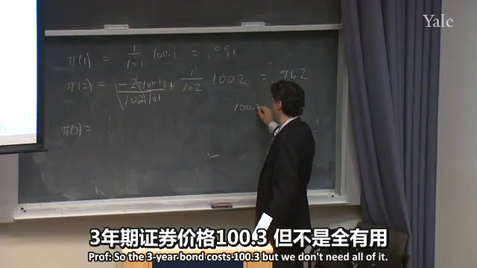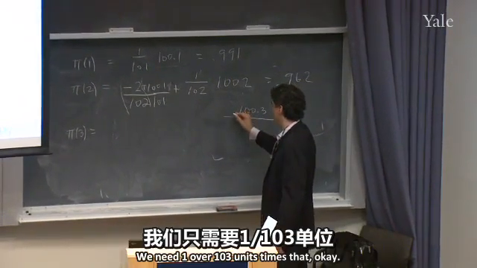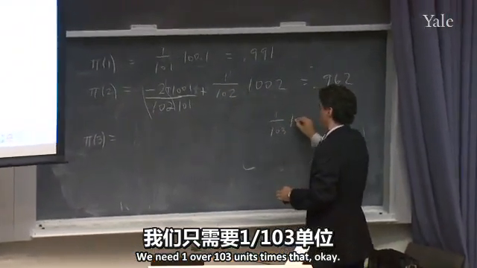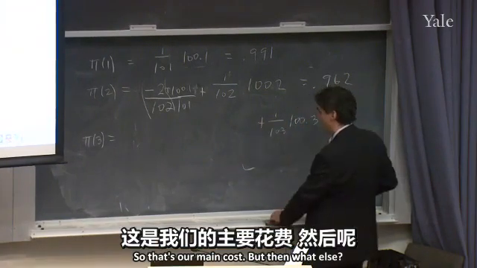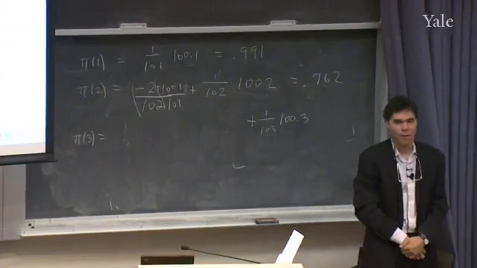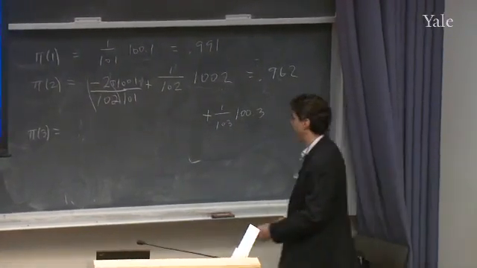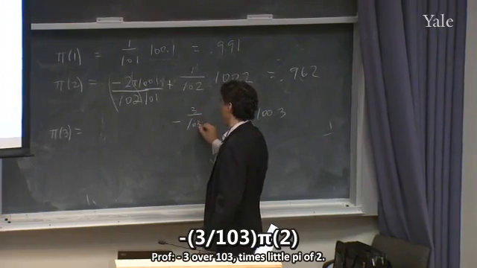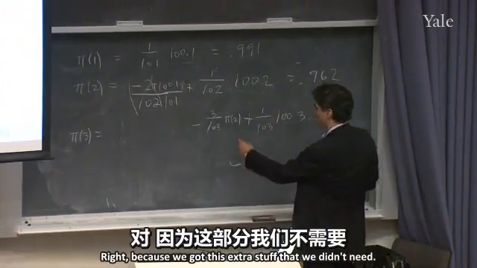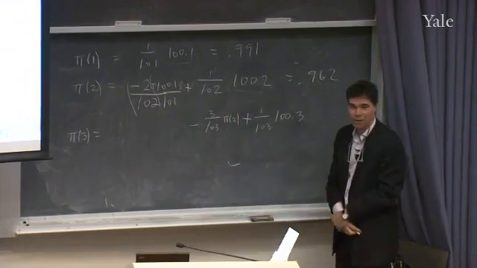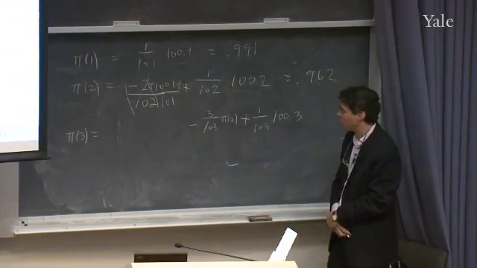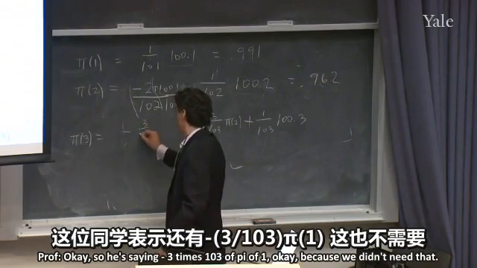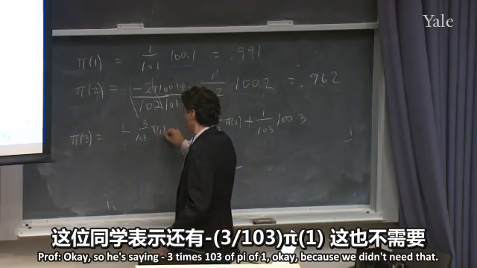So the 3-year bond costs 100.3, but we don't need all of it. We need 1 over 103 units times that. Okay, so that's our main cost. But then what else? Minus 3 over 103 times pi, little pi of 2, right? Because we got this extra stuff that we didn't need. So, okay, he's saying minus 3 over 103 of pi of 1. Okay, because we didn't need that.